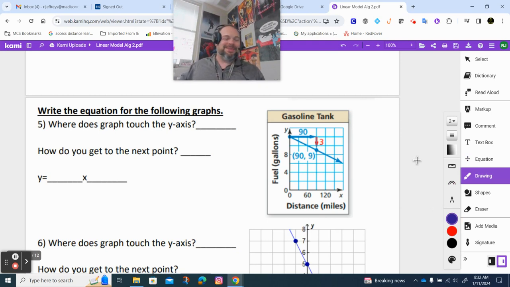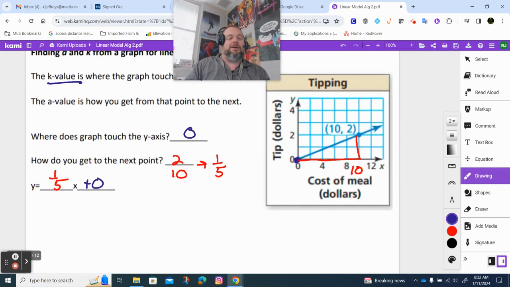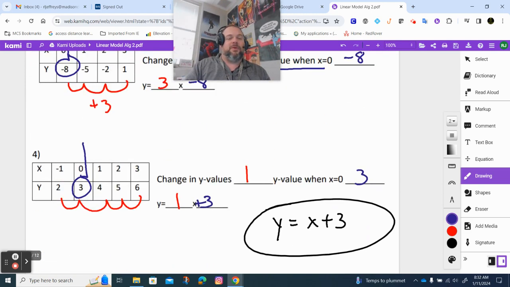All right. Number 5. Where does the graph touch the y-axis? So this goes, yes. Number 4. That was number 4.